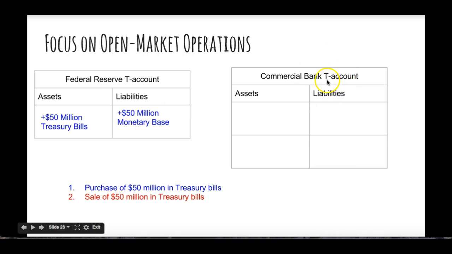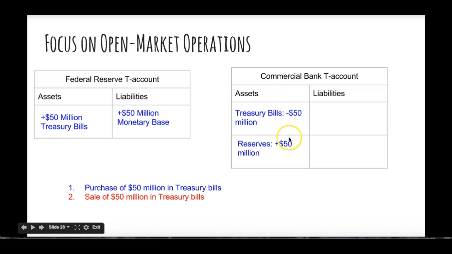But now it also affects the commercial bank. The commercial bank has treasury bills as one of their assets, because again, it's a claim on the debt of the federal government. Well, they had treasury bills, but now the Fed bought them. So they're down 50 million in treasury bills. However, their reserves go up by 50 million, because the Fed had to buy them from the commercial bank.